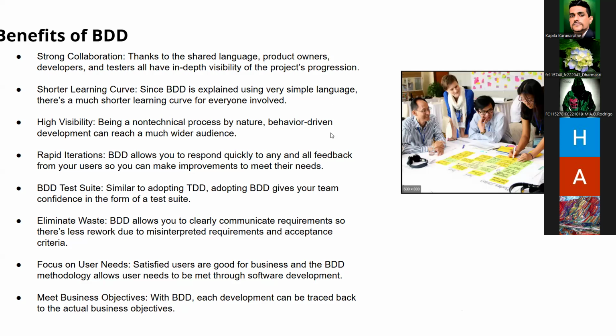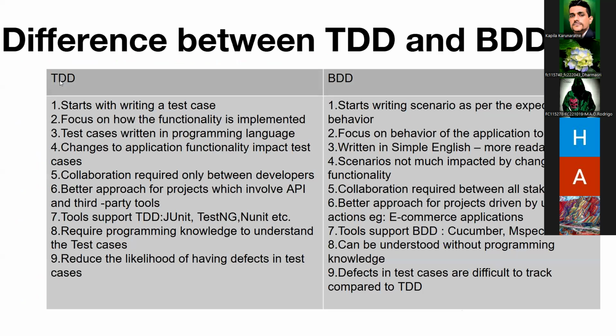So when we look at the differences, this is how BDD and TDD differ. Basically, TDD starts with the test case, while BDD starts with the scenarios, like behavior. TDD focuses on how the functionality is implemented, while BDD focuses on the behavior of the application. In TDD, test cases are written in a programming language, whereas in BDD the scenario behavior is written in simple English-like language. In TDD, changes to the application functionality always impact the test cases. In BDD, the scenarios get impacted, with not much impact on the rest of the area.